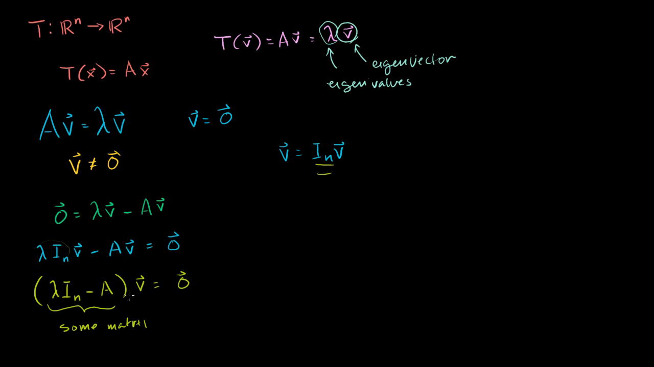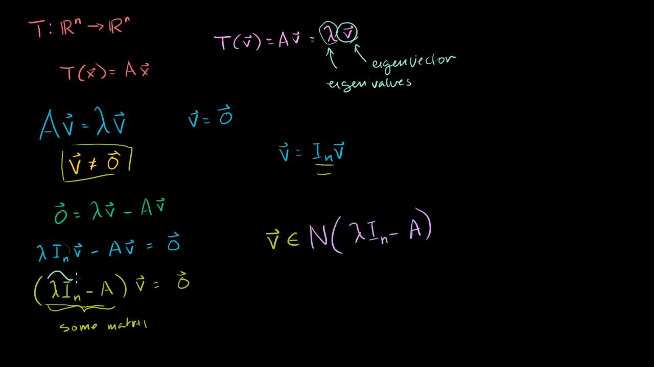Now, if we assume that this is the case, and remember, we're assuming that v does not equal 0, what does this mean? So we know that v is a member of the null space of this matrix right here. Let me write this down. v is a member of the null space of lambda I sub n minus A. I know that might look a little convoluted to you right now, but just imagine this is just some matrix B.